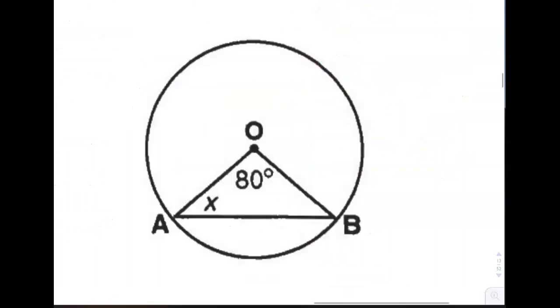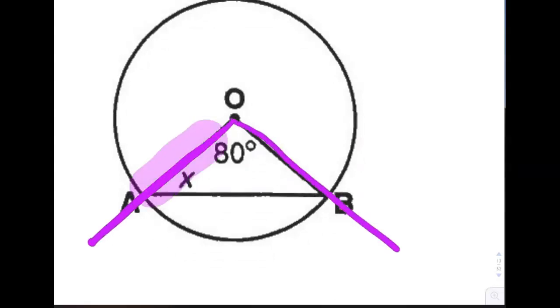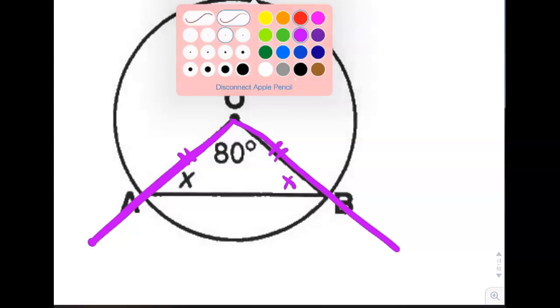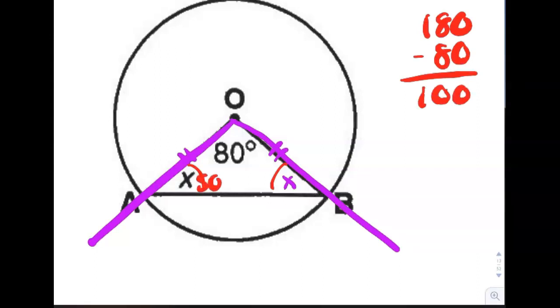Number 8. I like to extend these again, right? But don't forget that this and this are radii, so that's the same as that, which means those two angles have to be the same, right? So if I have 180 in a triangle and I used 80, that leaves me with 100, which means both of these must be 50, which makes the answer for x 50.